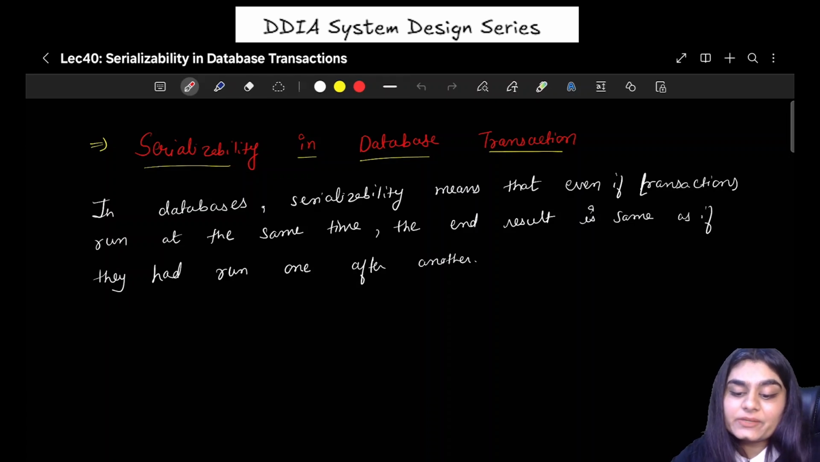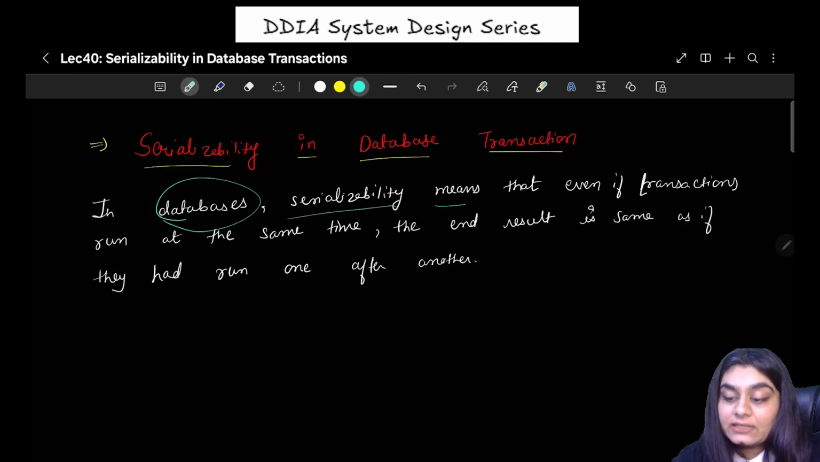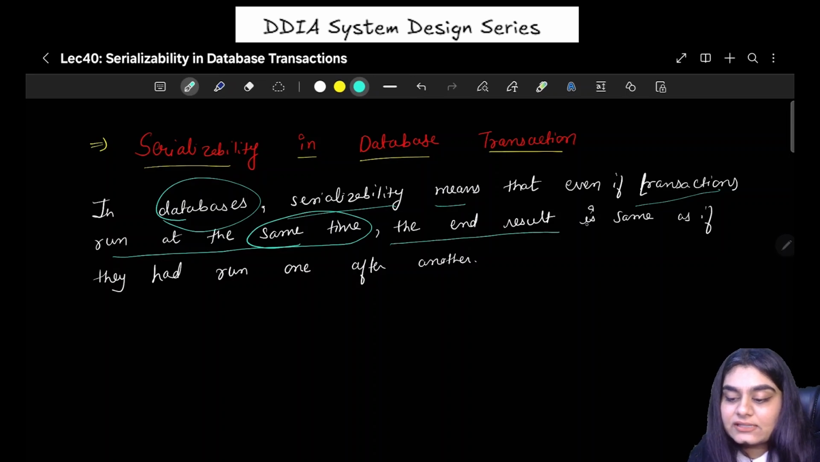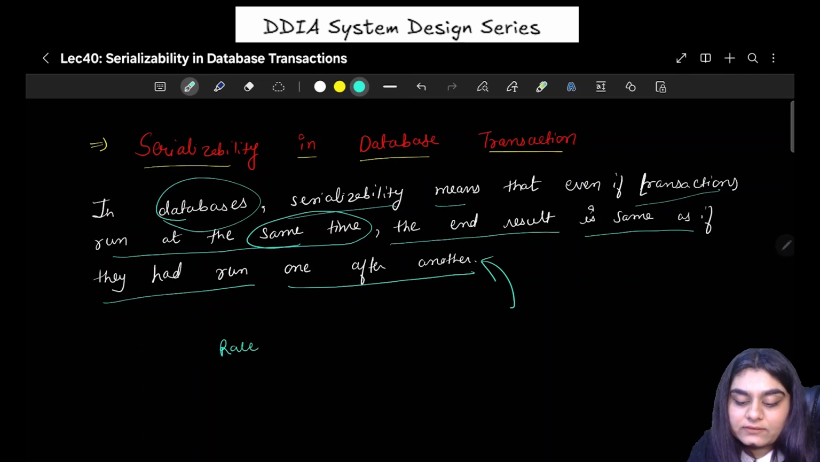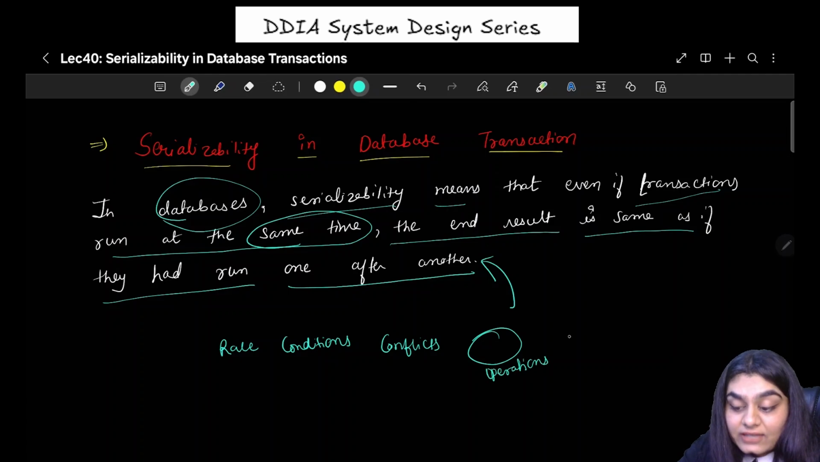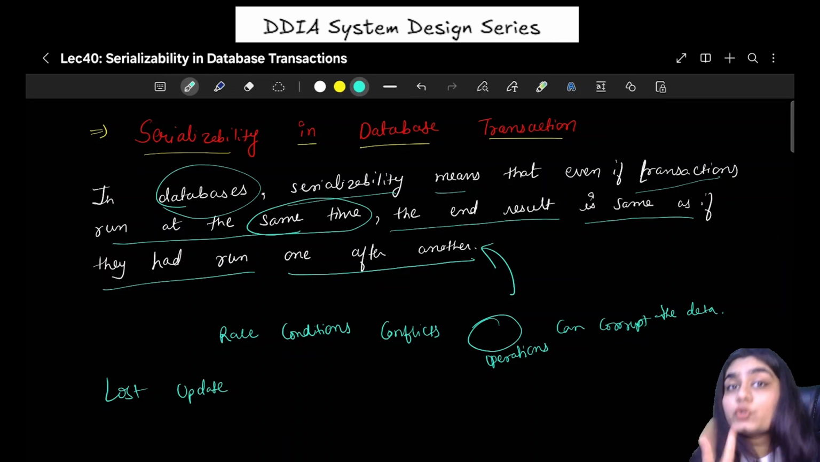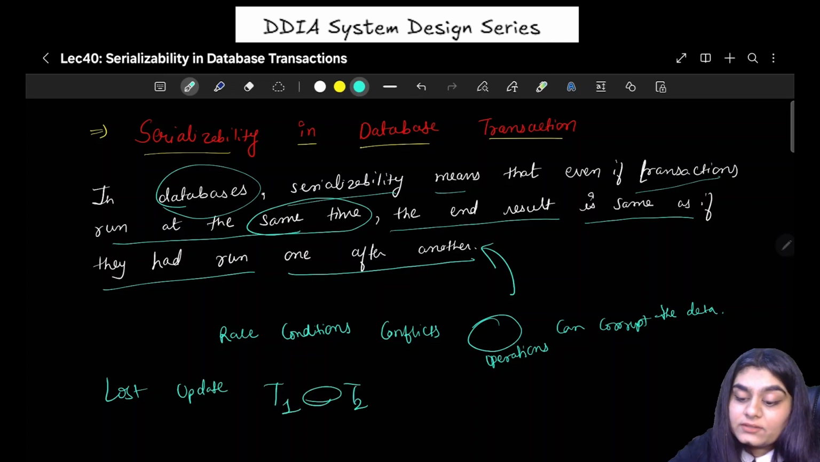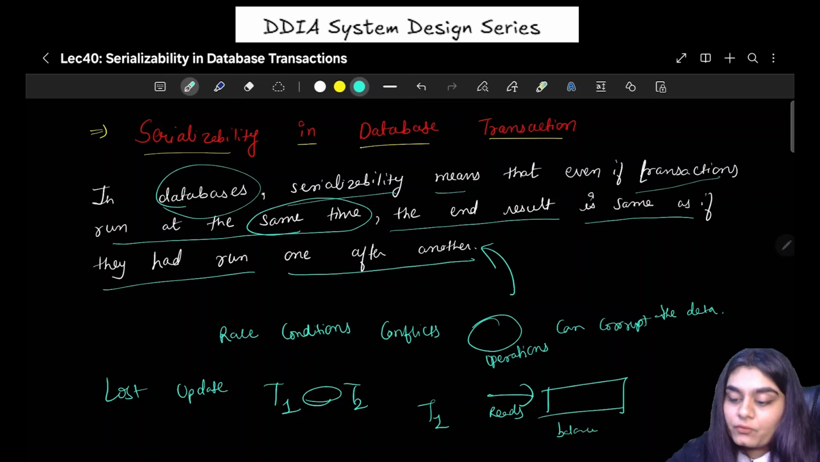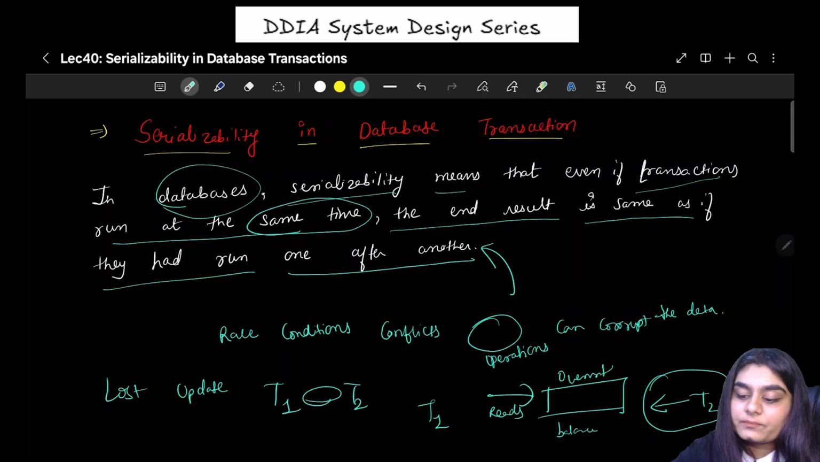Our topic is serializability in database transactions. In databases, serializability means that even if transactions run at the same time, the end result is the same as if they had run one after another. This prevents race conditions, conflicts where overlapping operations can corrupt the data. For example, a lost update occurs if two transactions interleave. One transaction reads the balance before transaction 2 commits its deposit and then overwrites the new balance.